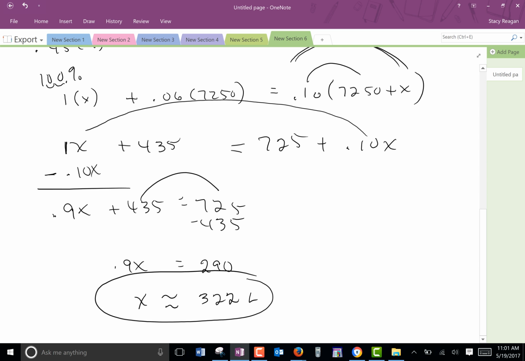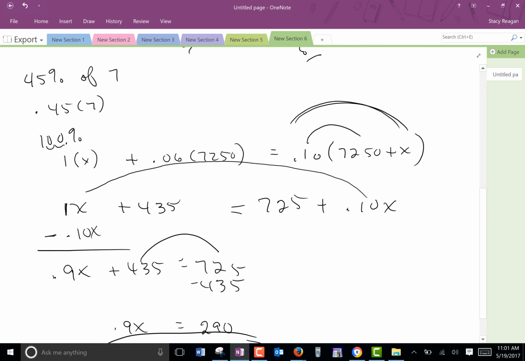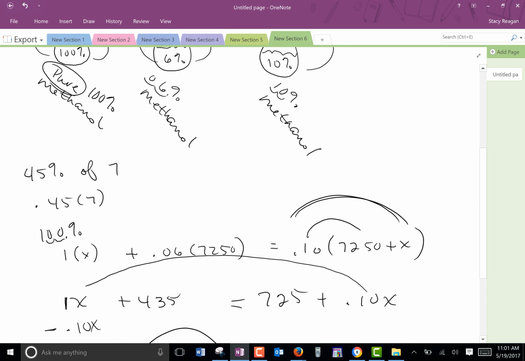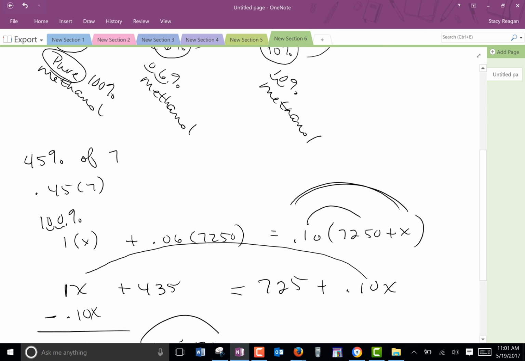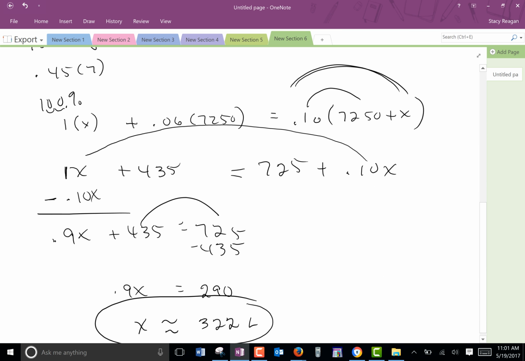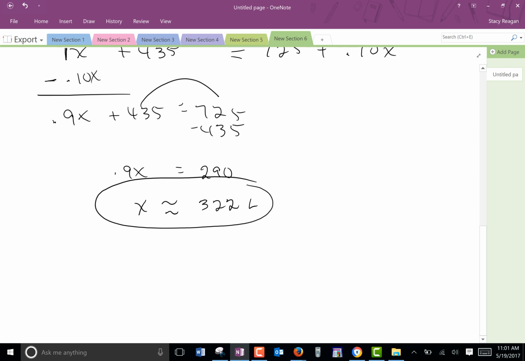And I want to make sure that I have everything that I need in those containers. I could go back up here and I could check it by putting 322 right here and make sure that it came out to what I needed. So you can check these by going back up and plugging it back in. But that's all I need to do for this one.